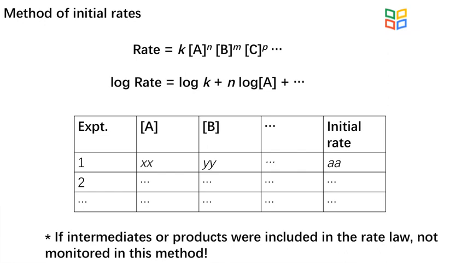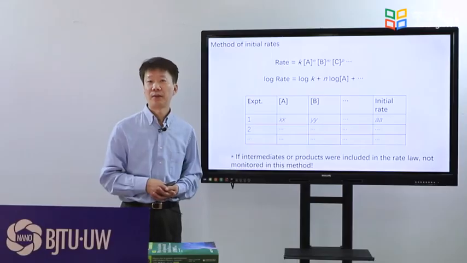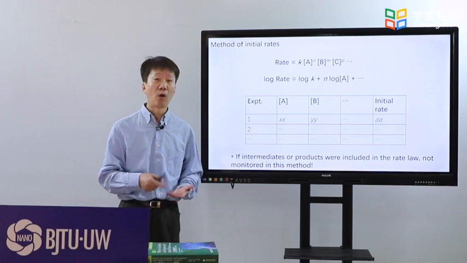And more important, if intermediates or products were included in the true rate law, the rate law obtained will be wrong completely.